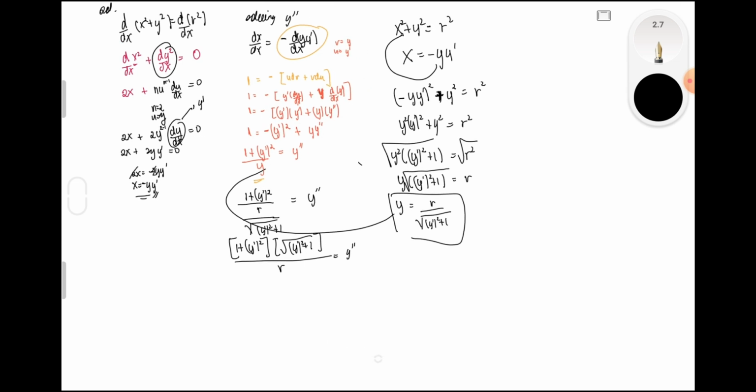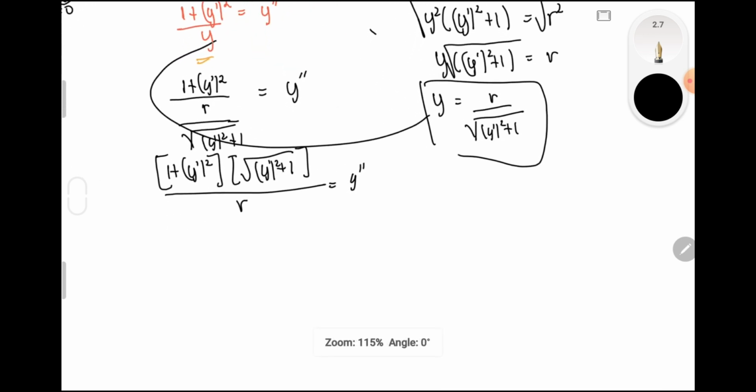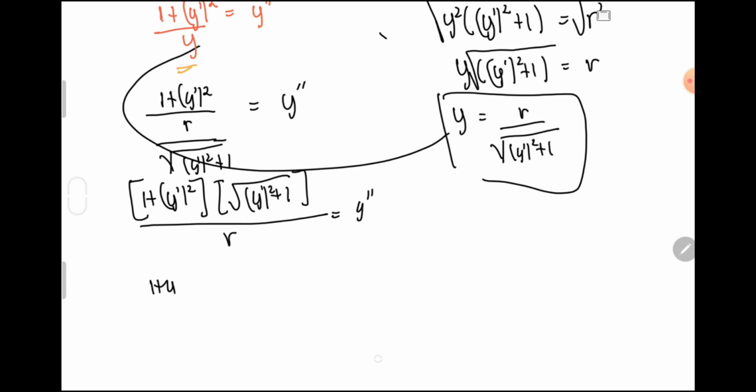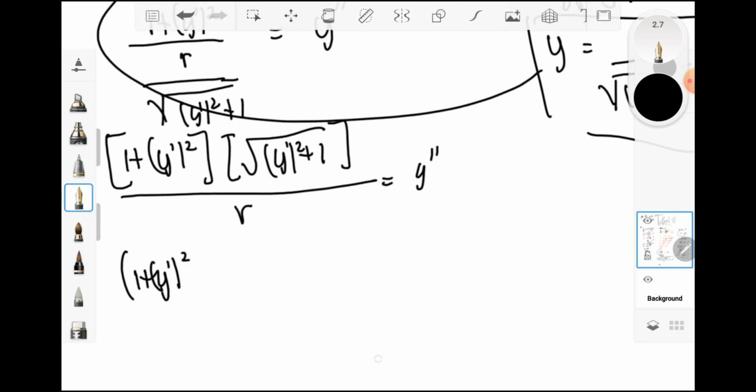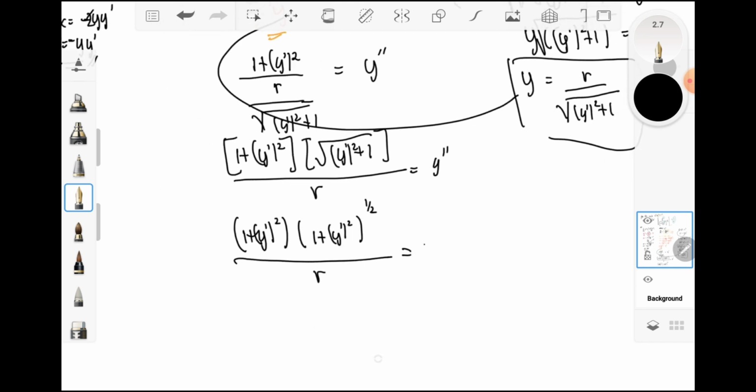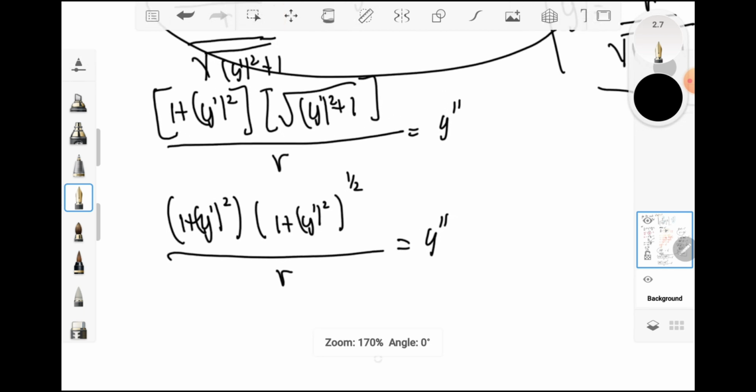So by further manipulation of this equation, we may say that this can be written as 1 plus y prime squared multiplied by 1 plus y prime squared raised to 1 half over r is equal to y double prime, wherein 1 half plus 1 is equal to 3 halves, right?